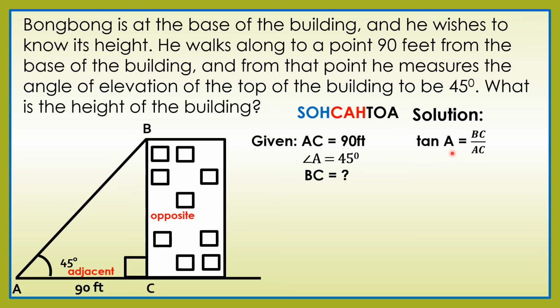So tangent A, that is the reference angle. Opposite natin is BC at ang adjacent natin ay AC. So by substitution, tangent A natin is 45 degrees, ang BC natin is unknown, at ang AC natin is 90. Then cross multiplication, multiply lang natin yung tangent 45 degrees to 90. So we'll have now 90 times tangent 45 degrees is equal to BC.